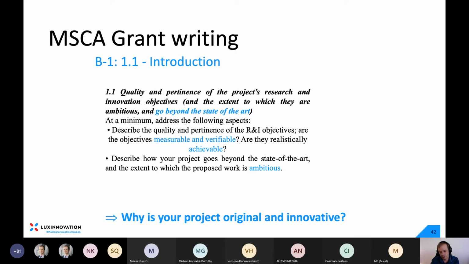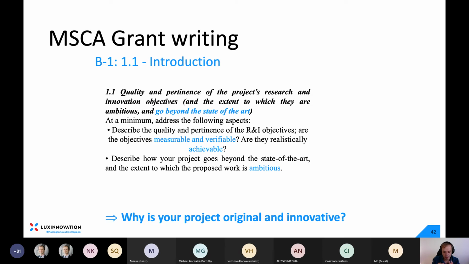Okay, so now we move to part B1. As I said, part B1 is the 10-page part. That's the most important part of the proposal, sorry. As I said, it can be a good idea to, because there are 3 parts in part B1. So part B1-1, part B1-2, part B1-3.